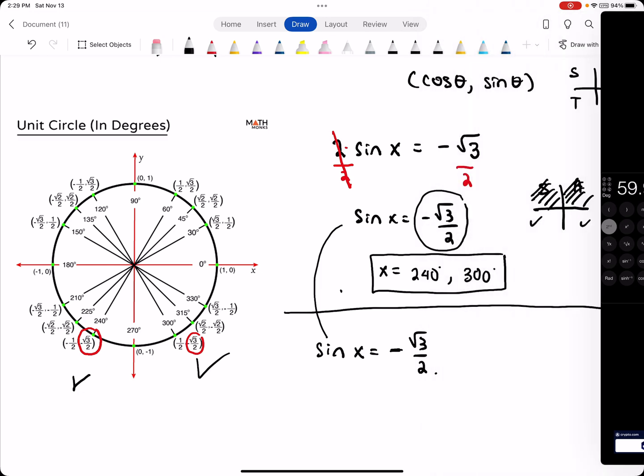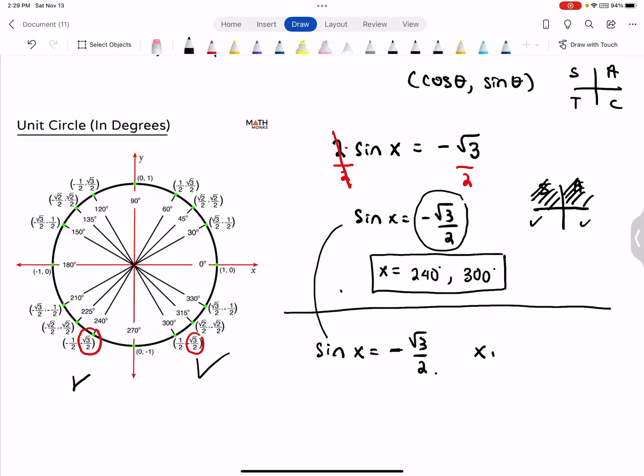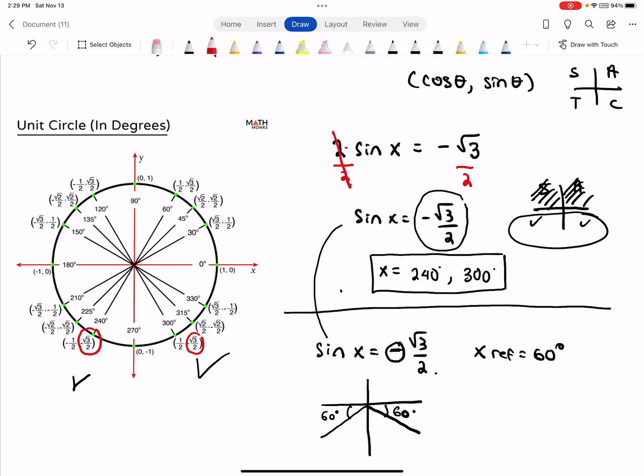I'm going to use the x value, the reference angle, to be 60 degrees, and then you have to sketch that reference angle in the right quadrants that we talked about. So the answers will be in the third and in the fourth, mainly because of the negative sign right there. Sine has to be negative. So we sketch the reference angles and then measure everything from 0.